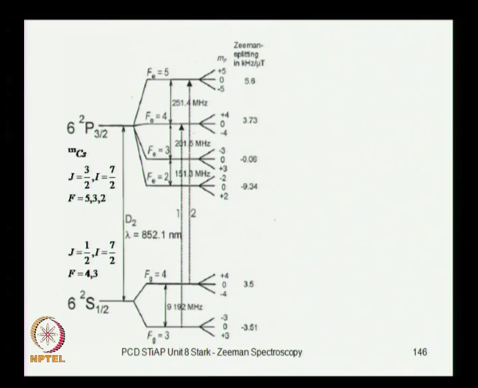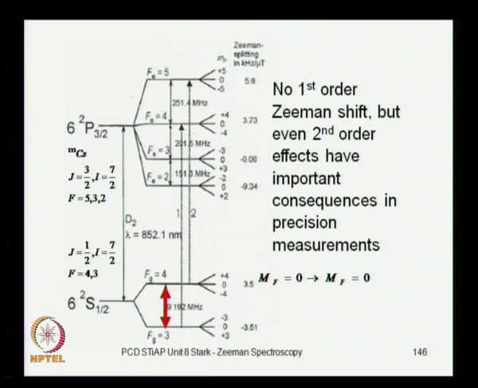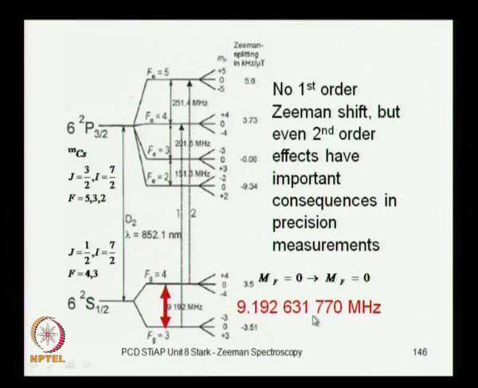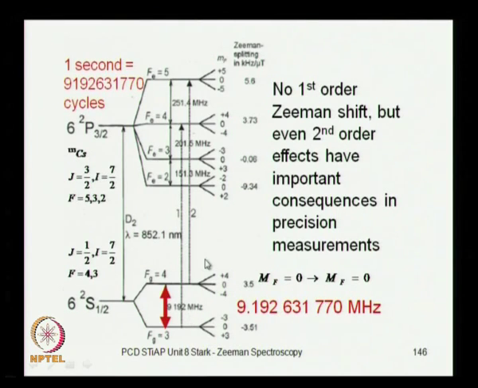So, if you look at the cesium transitions, then the particular transition between these two states is between m equal to 0 and m equal to 0, and that is nice, because there will be no first order Zeeman effect on this. Nevertheless, even the second order effects are of some importance, and this is what gives you the frequency standard, the standard for measurement of time. This transition takes place at a frequency of 9,192,631,770 hertz, and this is what gives us the definition of a second. Okay, the second that we speak about all the time is defined as this number of cycles corresponding to this transition. So, this is how the second is defined, technically and strictly speaking.